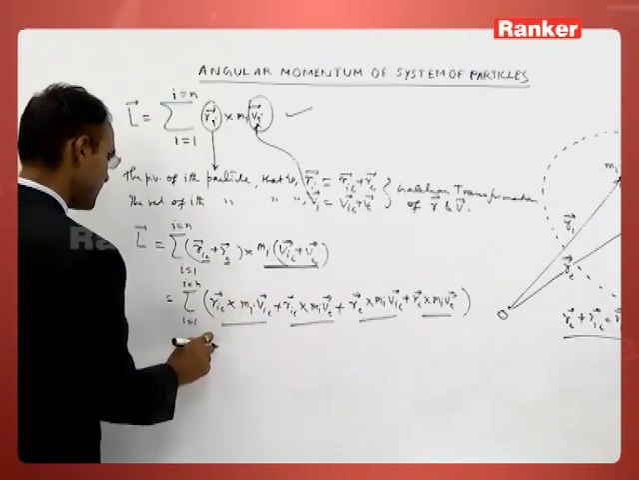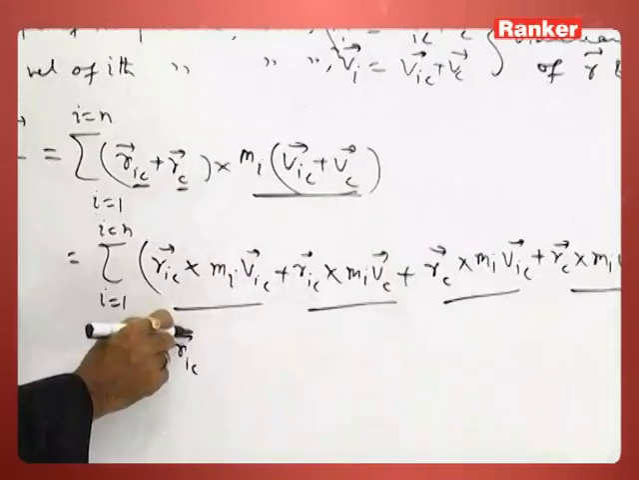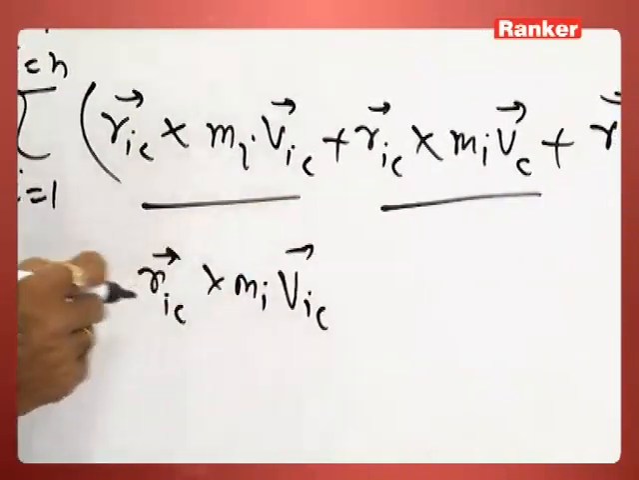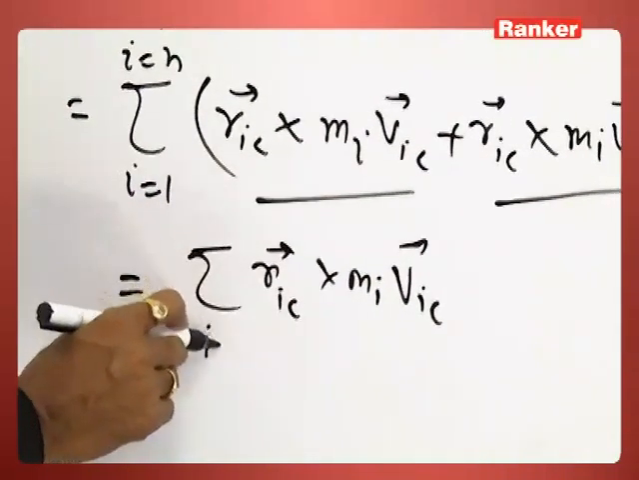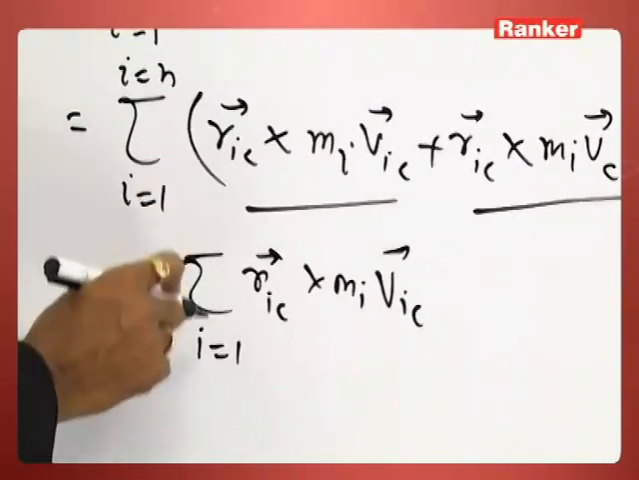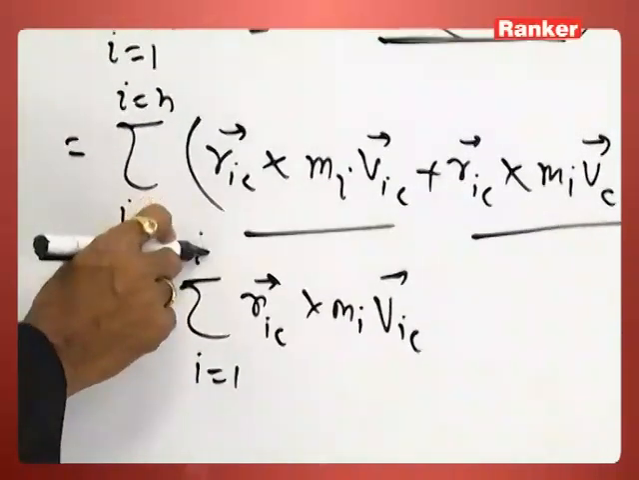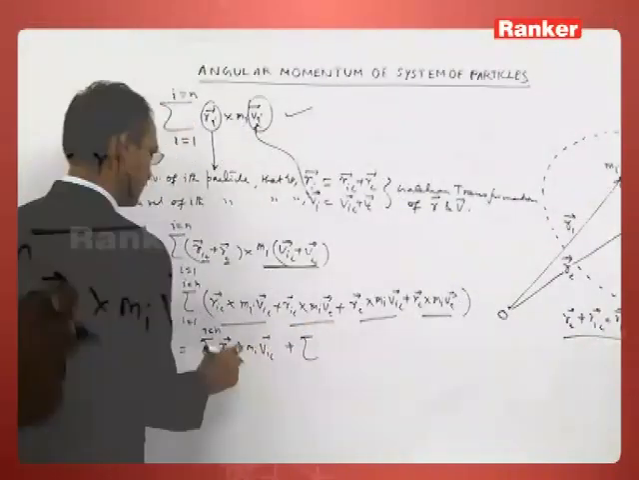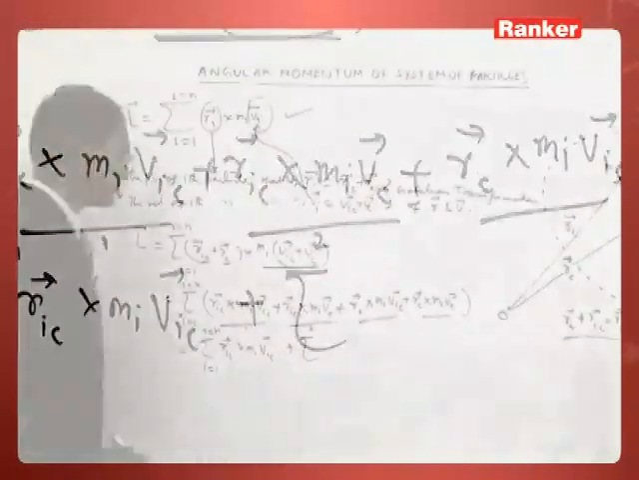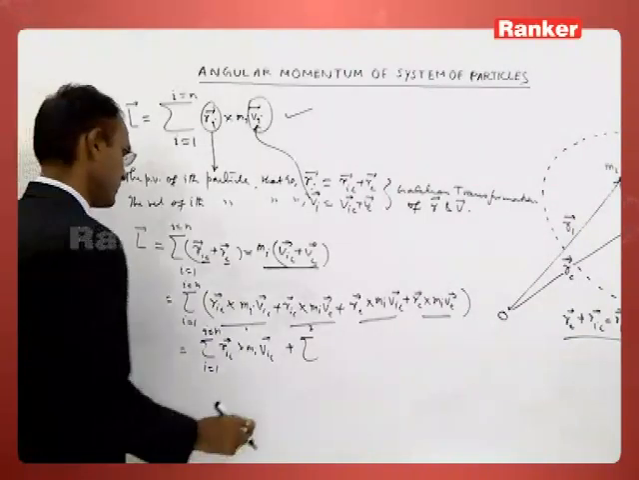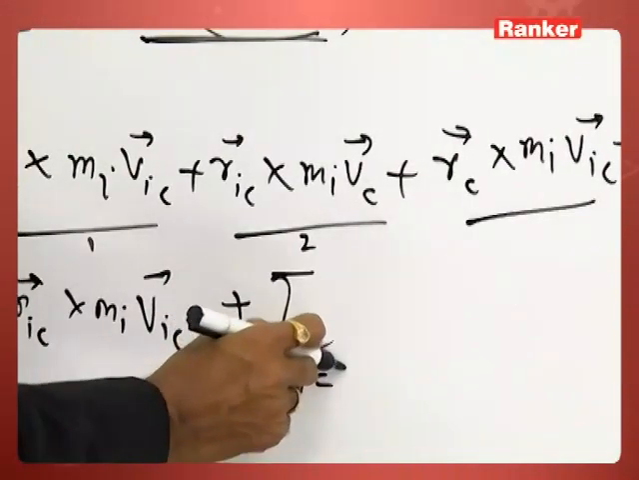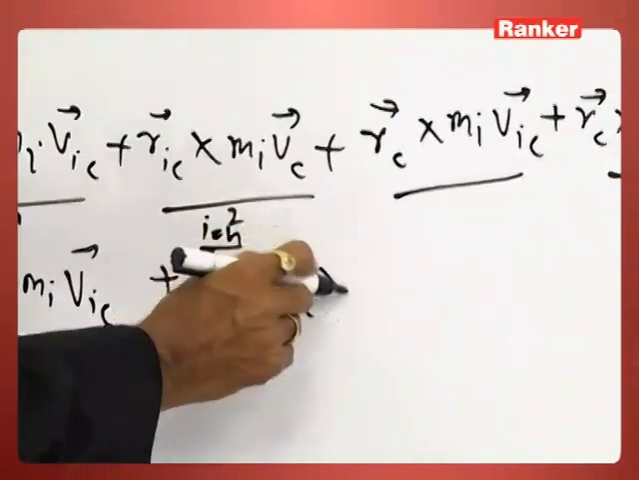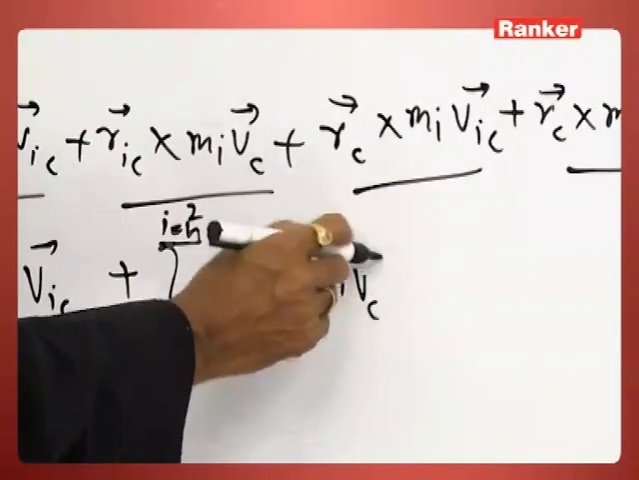This term can be written as summation from i equal to 1 to i equal to n, of r_ic cross m_i v_ic plus the second term, which is the summation i equal to 1 to i equal to n, of m_i r_ic cross v_c.